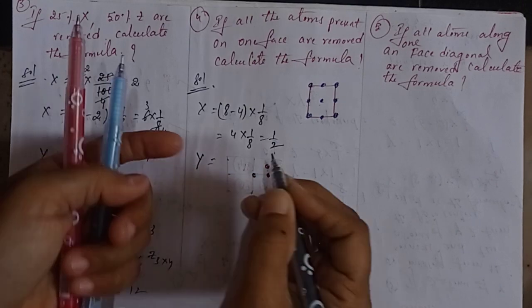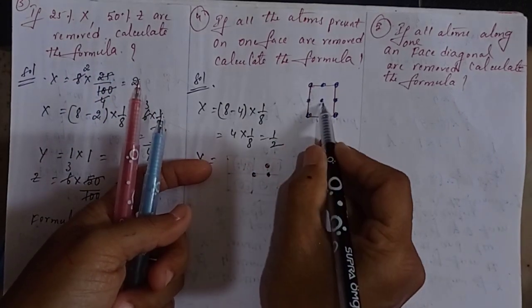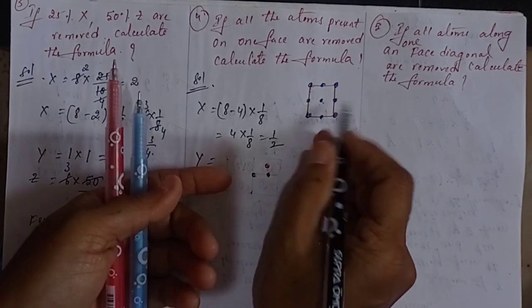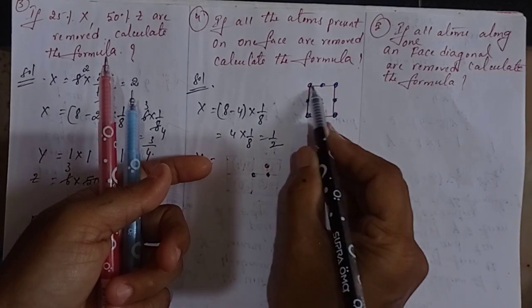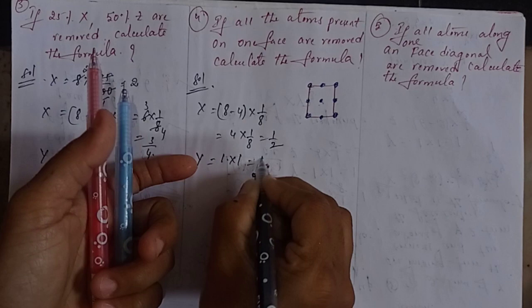Okay? Now Y atoms, see students, Y atoms are at the body center. So this is face center, body center above. Here the body center particle is not removed. So as it is you have to take one body center, contribution is 1.